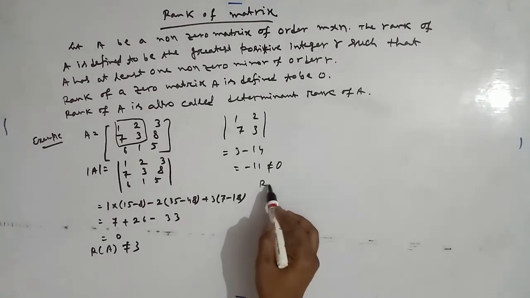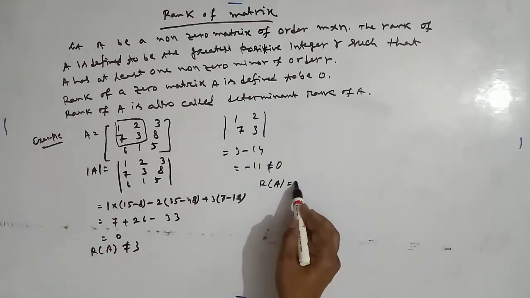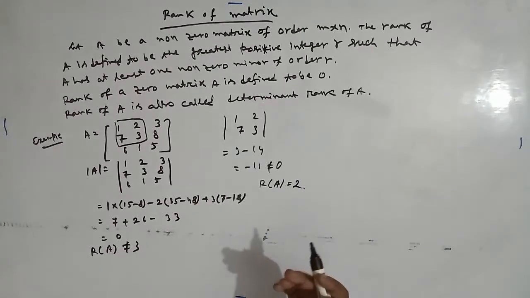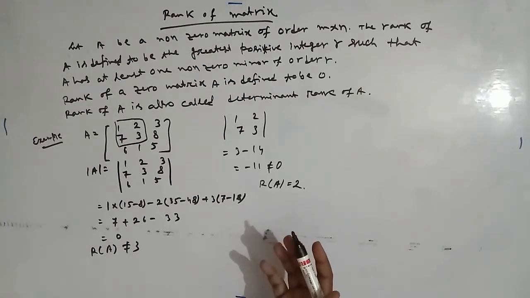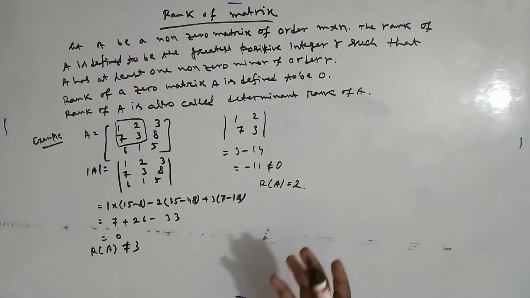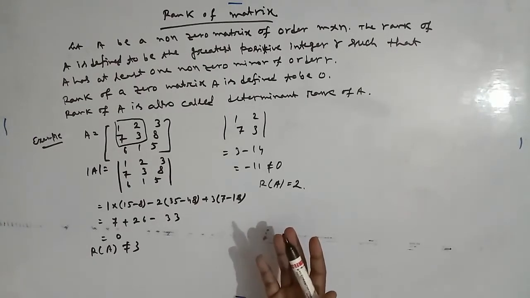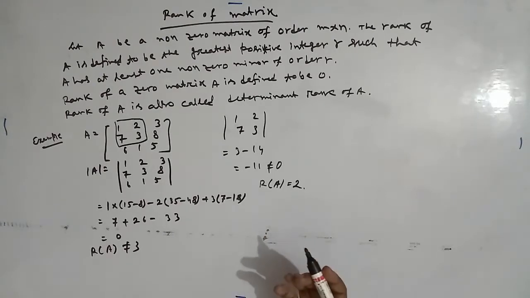So we have found a minor of order 2 which is not equal to 0. So the rank of A will be 2. We have to find at least one non-zero minor, so we got one non-zero minor, and we can announce that the rank of A is 2.